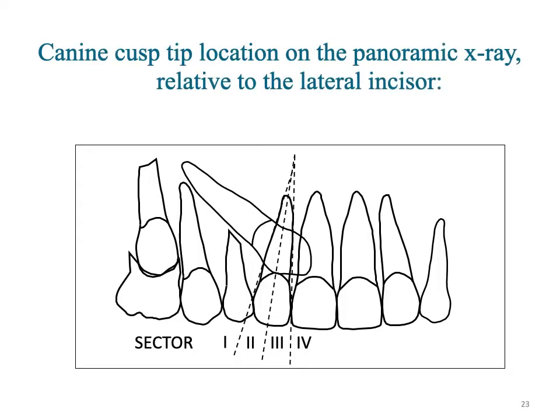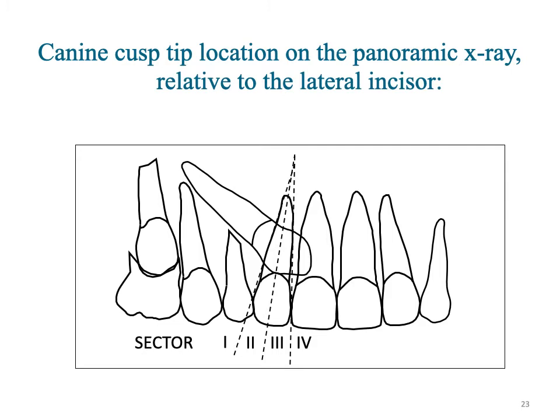And what they did is they introduced this sector method, or this method of predicting whether the canine is going to get impacted or not. So they took the relationship between the cusp tip of the canine on the panoramic radiograph, and if the tip of the canine was distal to the distal surface of the lateral incisor root, it's sector 1.